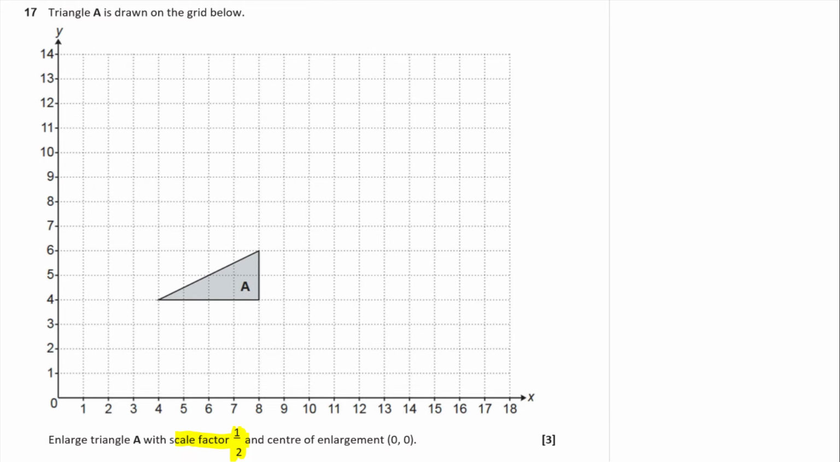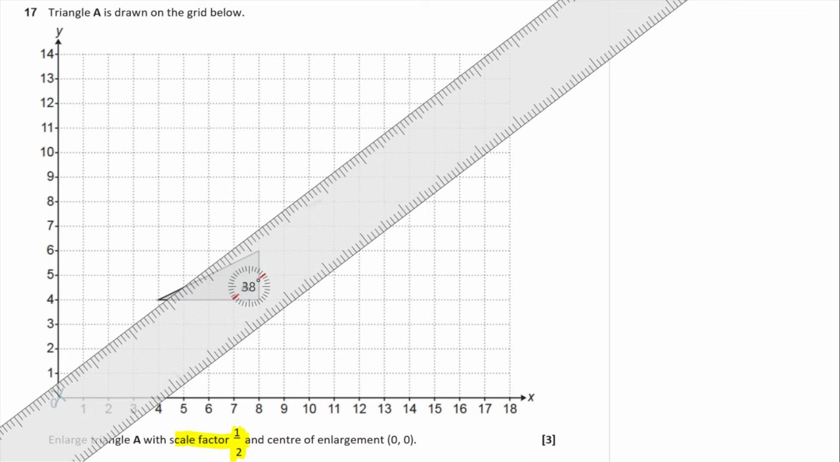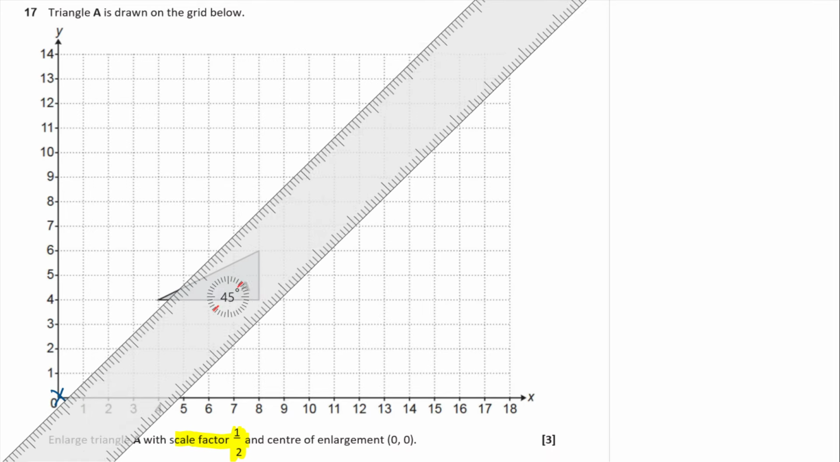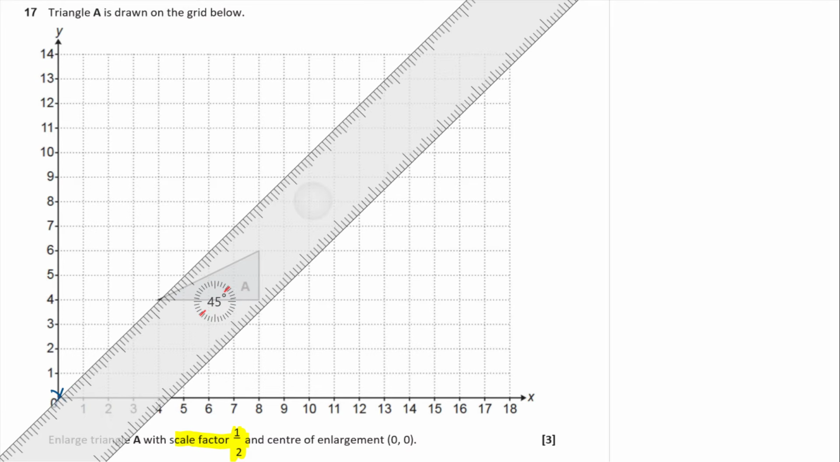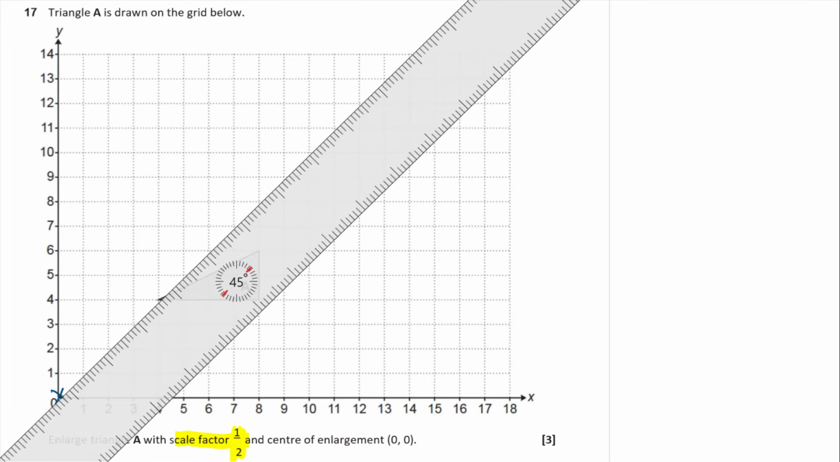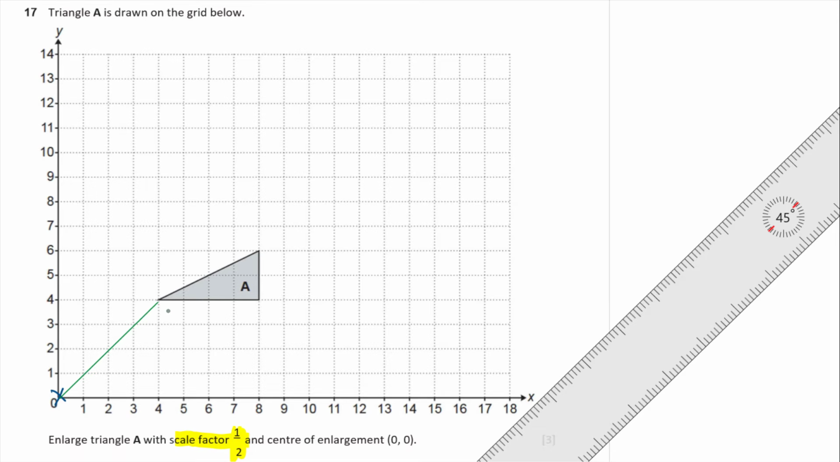Now we're told that the centre of enlargement is at 0, 0. Okay, so what you can do is measure the distance between the centre and each of the coordinates, or the corners of your shape, the vertices, and then multiply that distance by 1/2. So for instance, if you have a look at the distance from the origin to this bottom corner of the triangle, can you see it's like 4 units along and 4 units up? So in this direction, 1, 2, 3, 4, 1, 2, 3, 4. Now if you halve that distance, it's going to be 2 and 2. So that means the image of this point is going to be at that point there. Okay, half the distance from the centre of enlargement to your object.